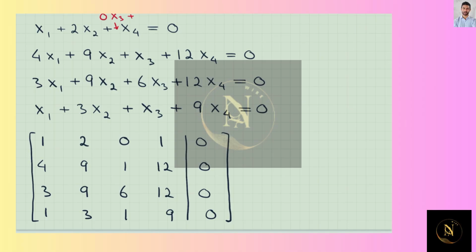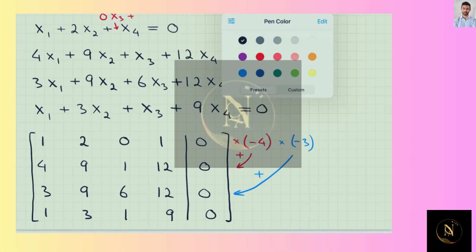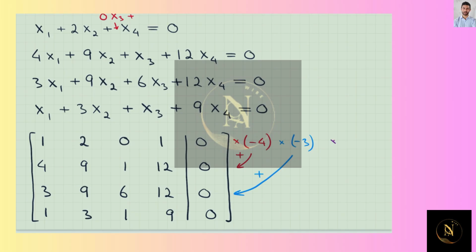We will separate the right-hand sides by a vertical bar. Now we need to reduce this matrix to the row reduced echelon form. To do that, we will multiply the first row by -4 and add it to the second row. We will multiply the first row by -3 and add it to the third row. And we will multiply the first row by -1 and add it to the last row.